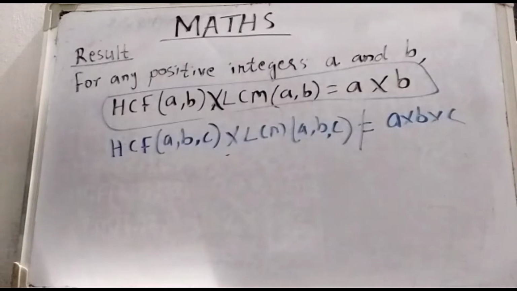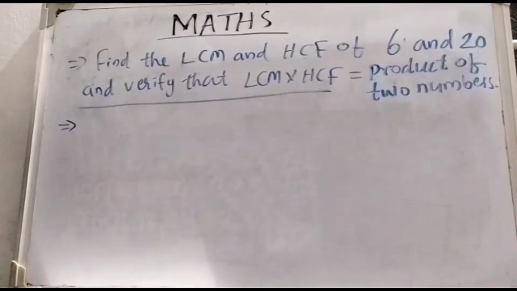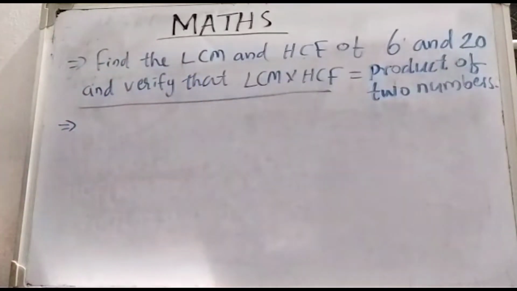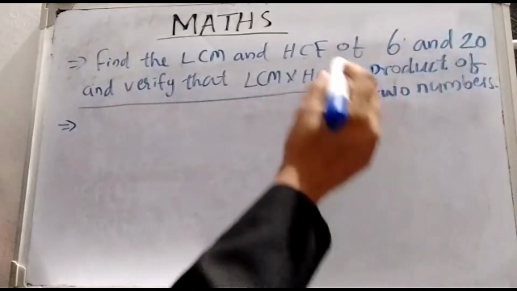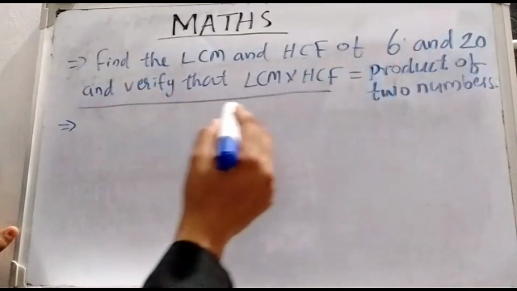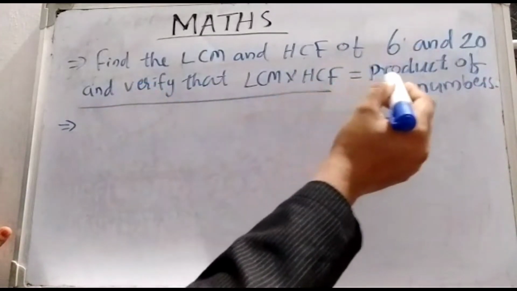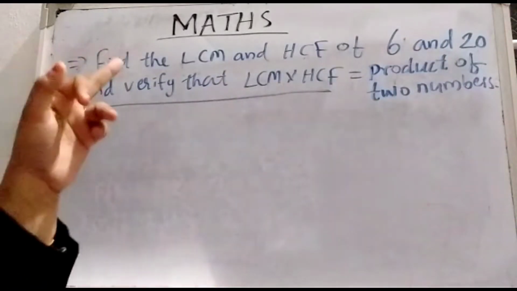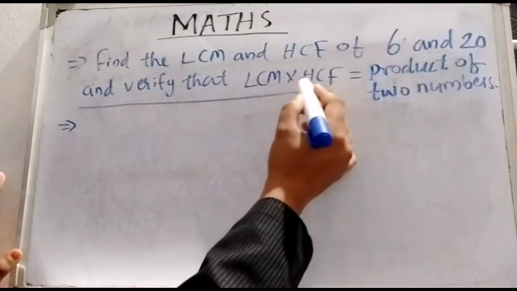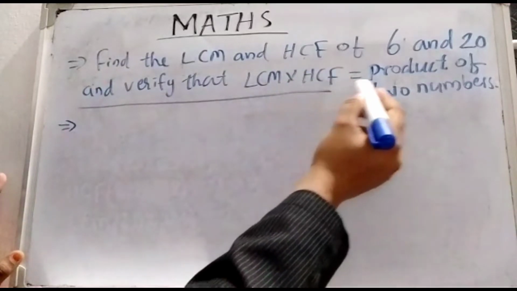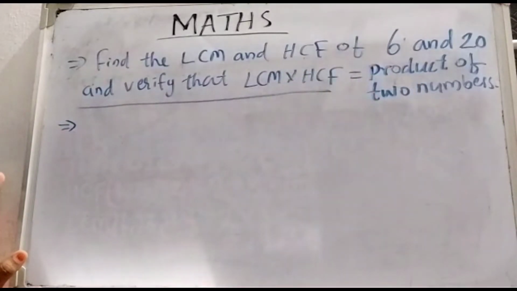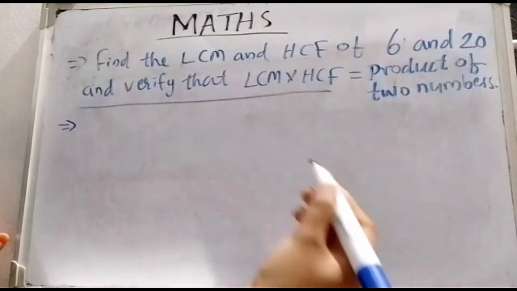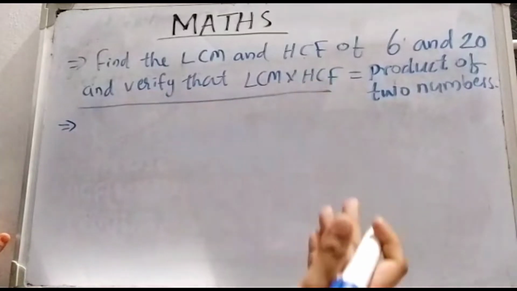Okay, let's go to an example. Dear students, this is the question: find the LCM and HCF of 6 and 20 and verify that LCM into HCF is equal to the product of the two numbers. First we need to find the LCM and HCF, then we verify the result. So let's start. Our numbers are 6 and 20. First, the factorization process.